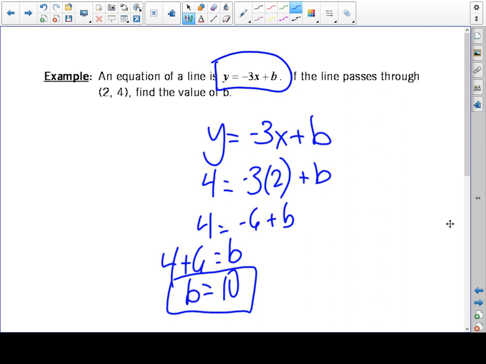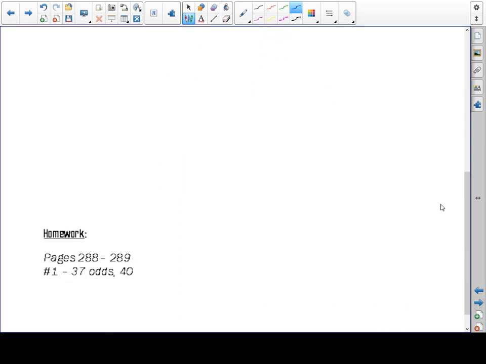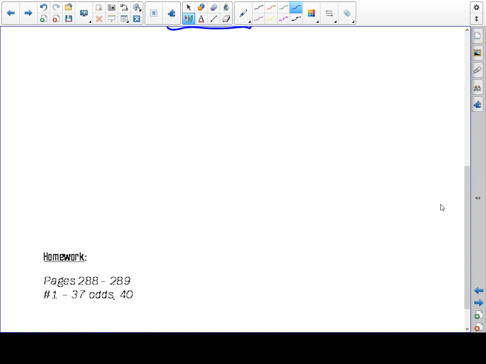All right, so I'm going to give out your homework. It is on those pages, but it's in an old book anyway. And we're going to do a quiz on this tomorrow. So make sure to do your work.